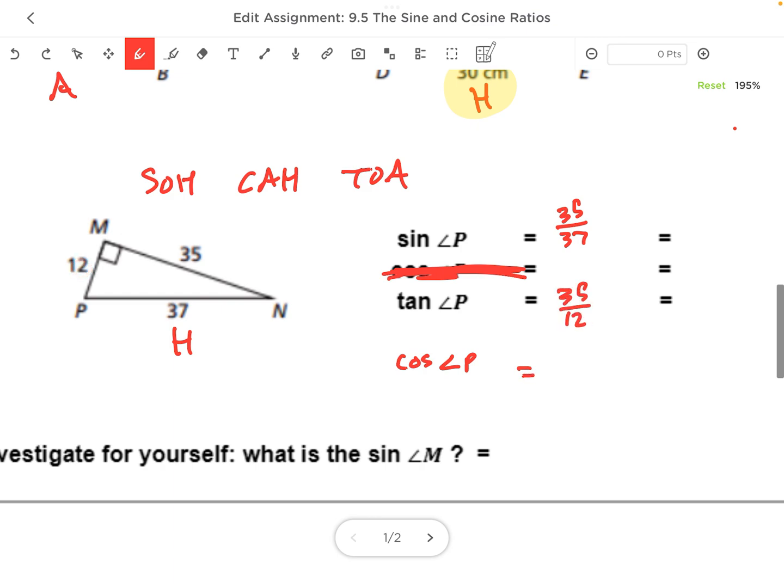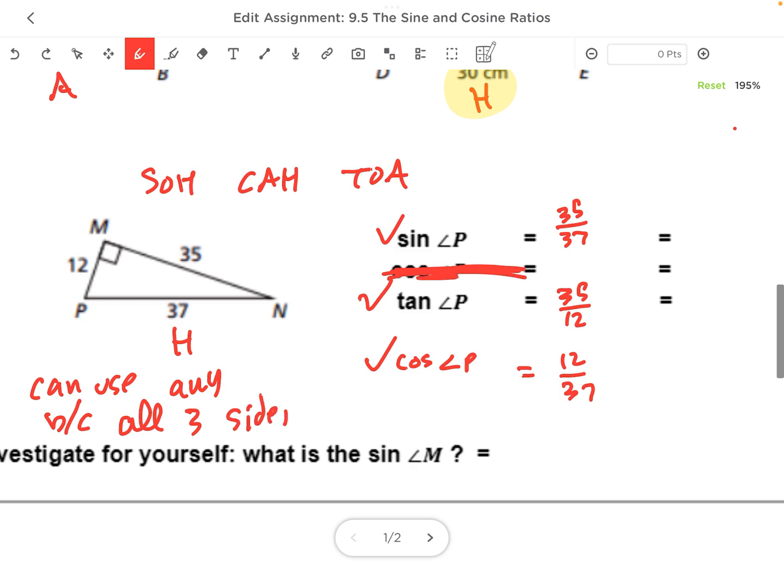Okay. Next, let's do the cosine. All right. So you got this one, cosine of P, right? Cosine is adjacent over hypotenuse. So from here, adjacent would be 12 over 37. Okay. So if you notice right here, we have the 3 different combinations of these sides. So when we know all 3 sides, we can actually use the sine, we could use the tangent, or the cosine. So we can use any, because we know all 3 sides. Okay, since we know all 3 sides, we can use any of these to find out those angles.